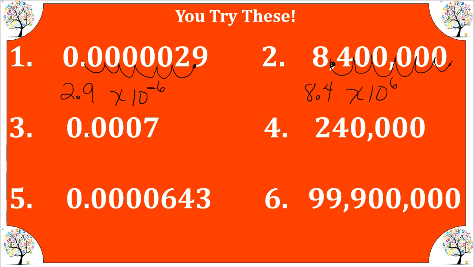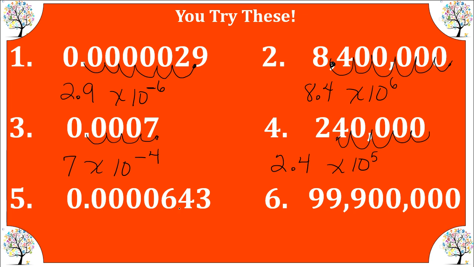Number 3, 1, 2, 3, 4. So we have to move it behind, and that's going to be negative 4. Number 4 is 2.4 times 10 to the positive 5, 1, 2, 3, 4, 5.